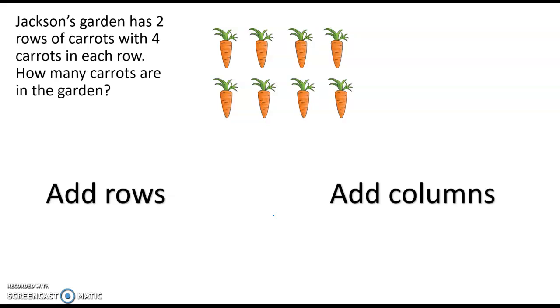Here's a word problem. Jackson's garden has 2 rows of carrots with 4 carrots in each row. How many carrots are in the garden? Do me a favor before we get started. What is this problem asking me to find? You should have said it's asking me to find how many carrots are in the garden.